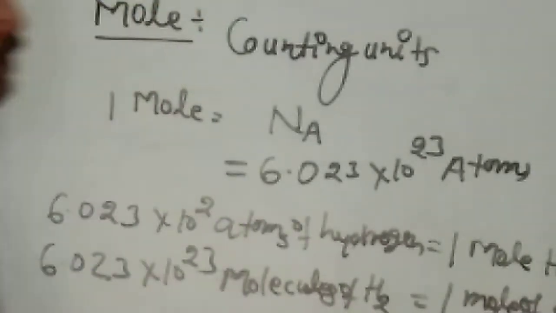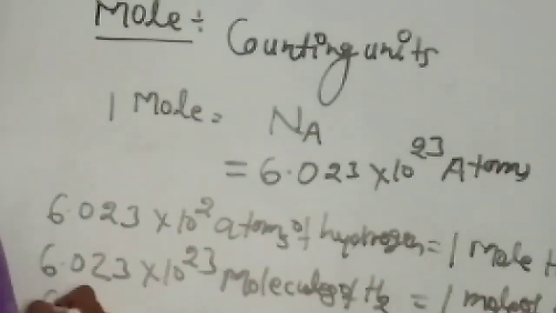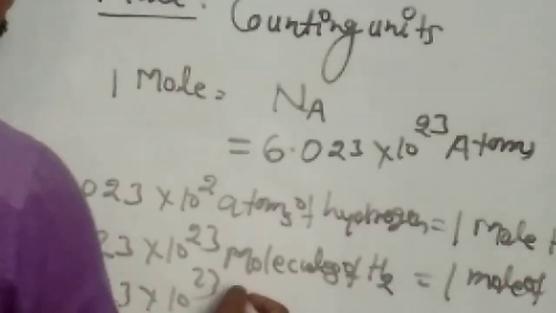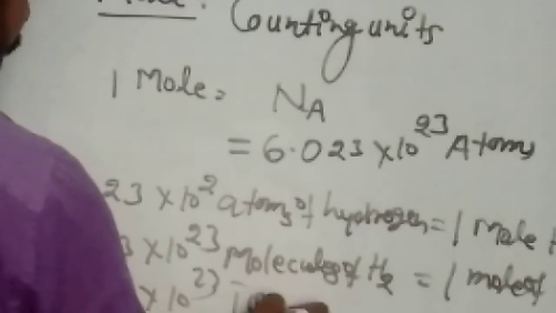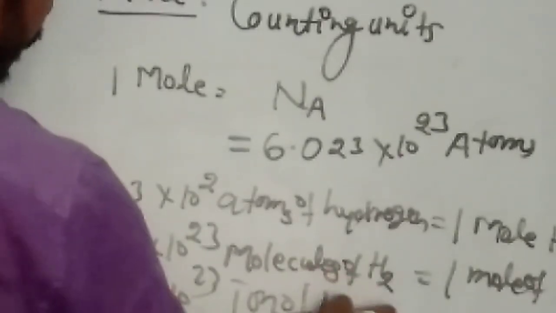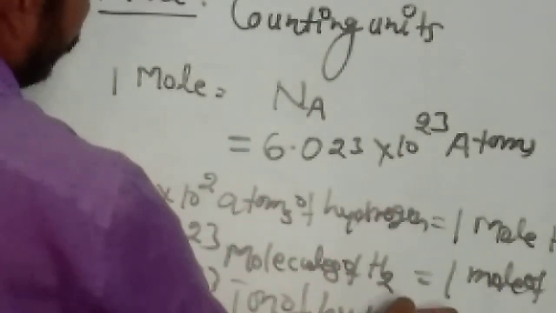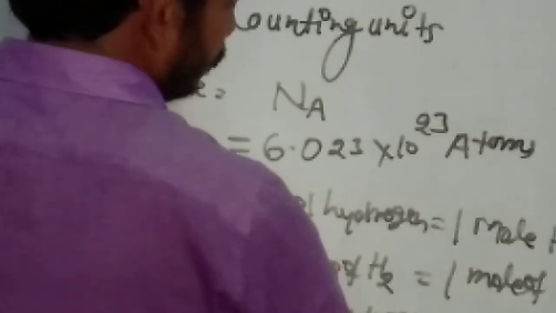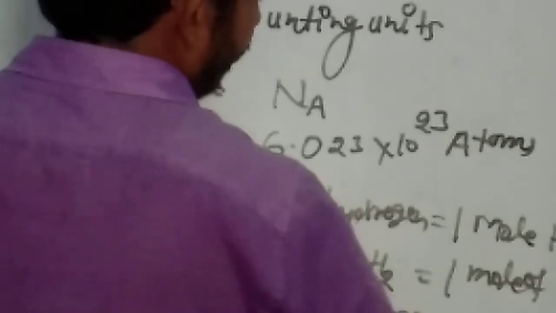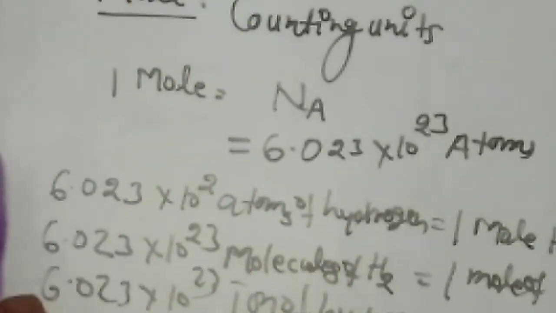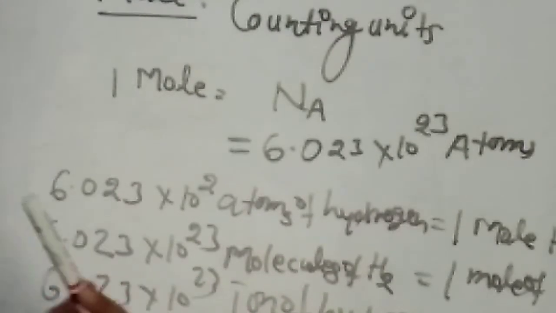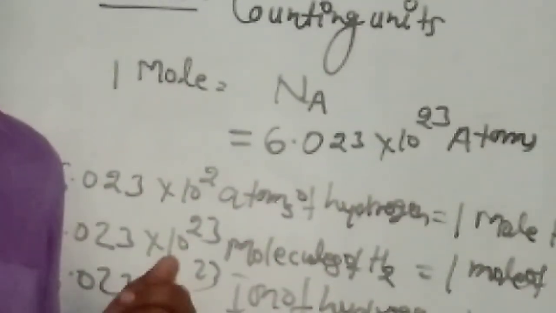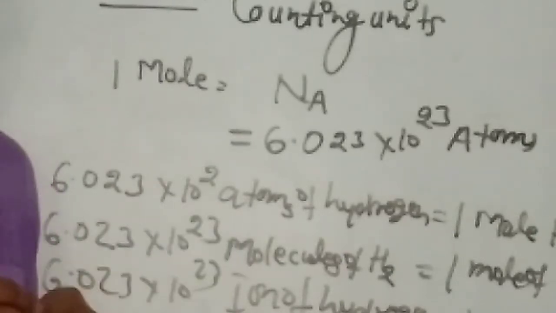1 mole of H2. In the same way, 6.023 into 10 power 23 ions of hydrogen equal to 1 mole of H plus, that is hydrogen ion. In the same way, mole such as counting units, you know about moles.